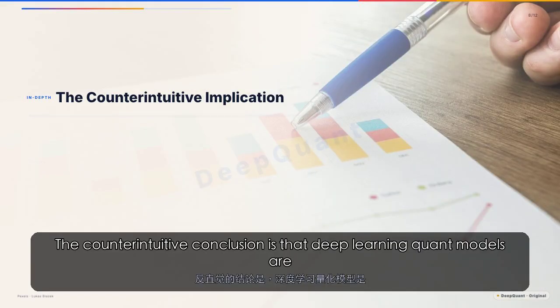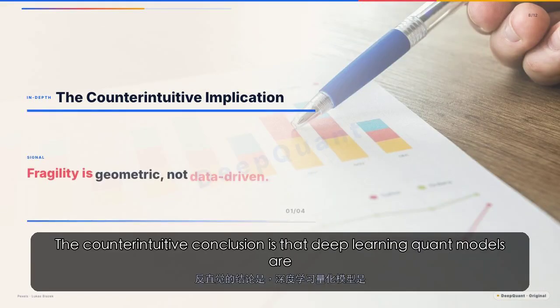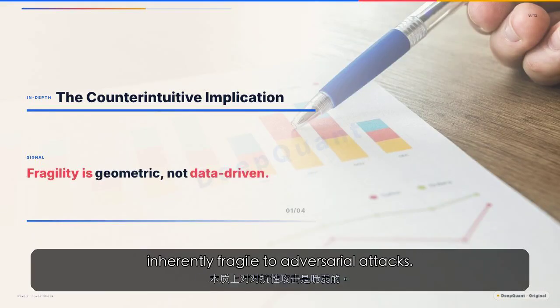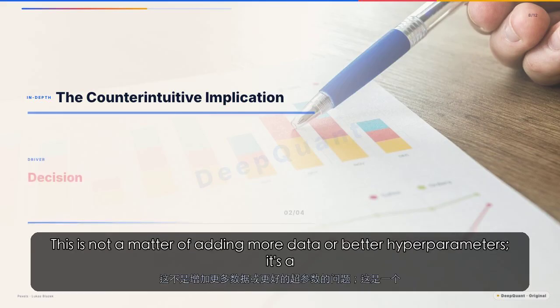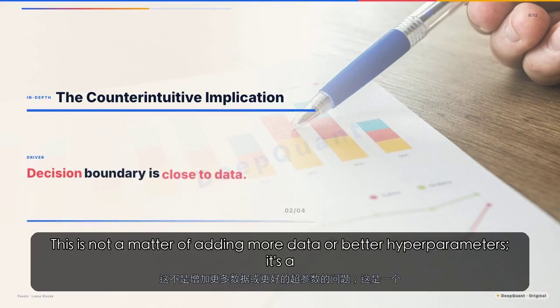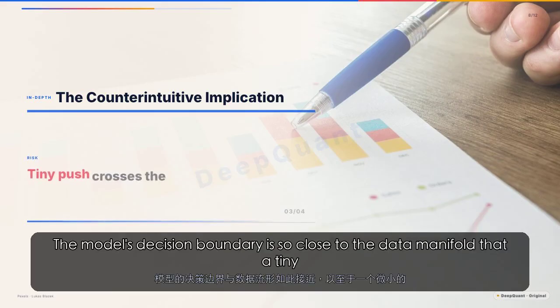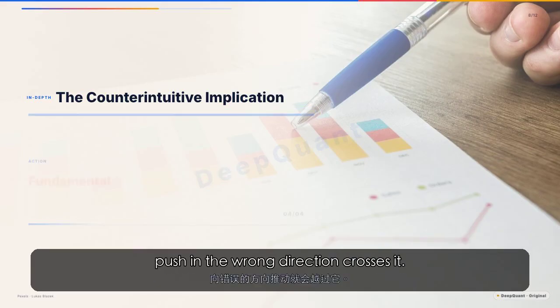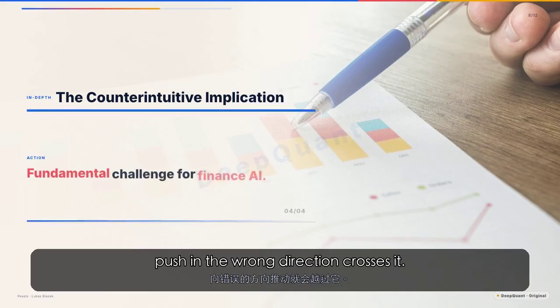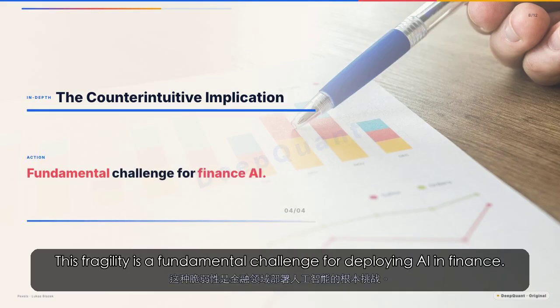The counterintuitive conclusion is that deep learning quant models are inherently fragile to adversarial attacks. This is not a matter of adding more data or better hyperparameters, it's a geometric property. The model's decision boundary is so close to the data manifold that a tiny push in the wrong direction crosses it. This fragility is a fundamental challenge for deploying AI in finance.